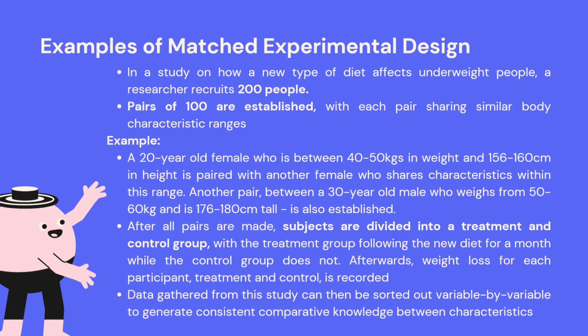until we are done. And then after all pairs are made, subjects are divided into a treatment and control group. So from each pair, we take one person and put them in the control group, and we take the other person and put them in the experiment group. Then the experiment group, the treatment group, in other words, follows the new diet for a month, while the control group does not. So afterwards, the weight loss for each participant between the treatment and control is recorded. So the data gathered from the study can then be sorted out variable by variable to generate consistent comparative knowledge between characteristics. Next slide, please.